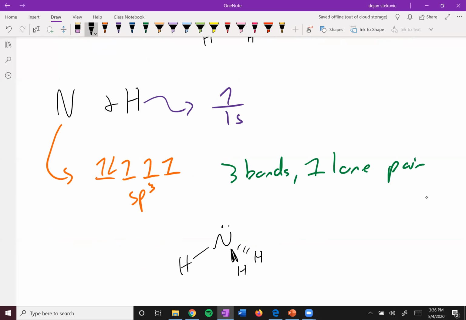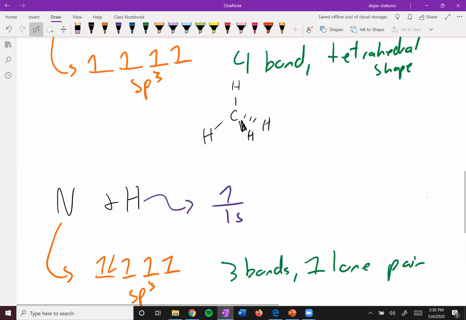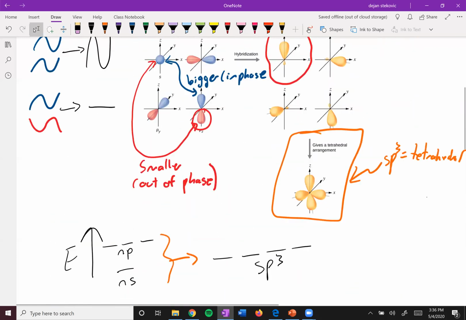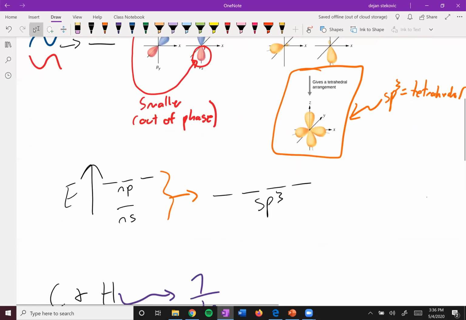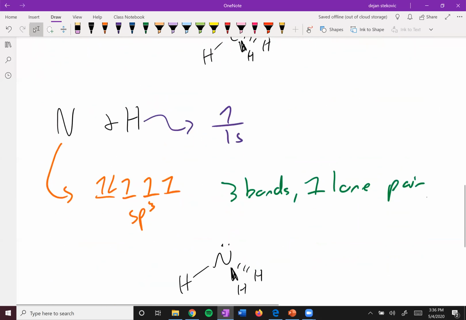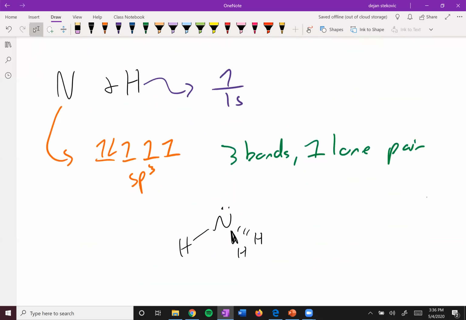right there. So overall, sp3 hybridization doesn't really add too much to the conversation when we're talking about this, because it's still the same tetrahedral shape. So it didn't really give us any more info than Lewis structures plus VSEPR did. In this next section, we'll see how it gives us an additional piece of information.